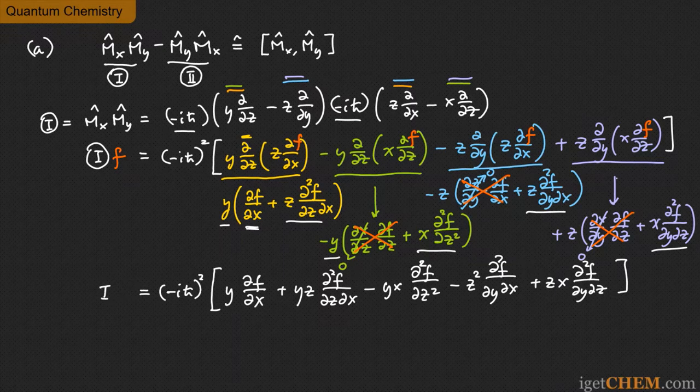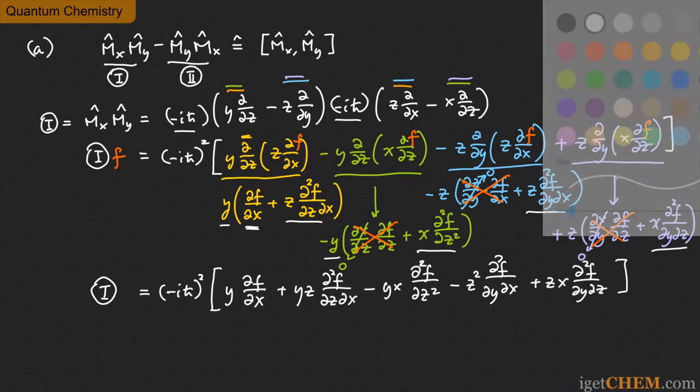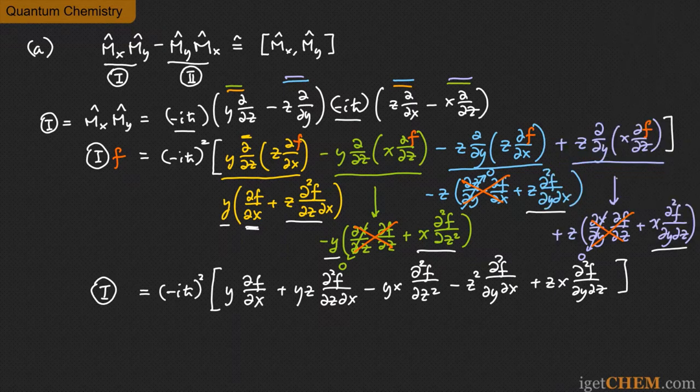So to just remind myself, what I have just got is the operator Roman numeral 1 applied to this function f gives me these partial derivatives. So let me rewrite this one in that color, just right over the f's. Okay, so that's basically what the operator Roman numeral 1 does to the function f. Okay, so I've just got that term.